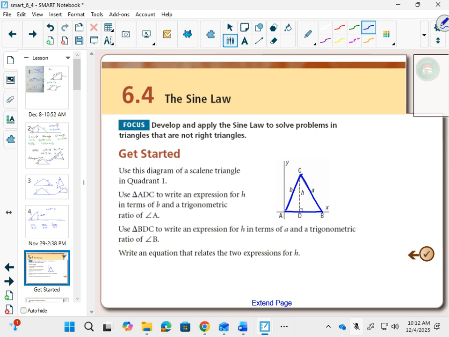You are also not able to use a squared plus b squared equals c squared. Pythagorean theorem, a squared plus b squared equals c squared, only works with 90-degree triangles. But we still want to do math with triangles that don't have 90 degrees. So how do we do that?